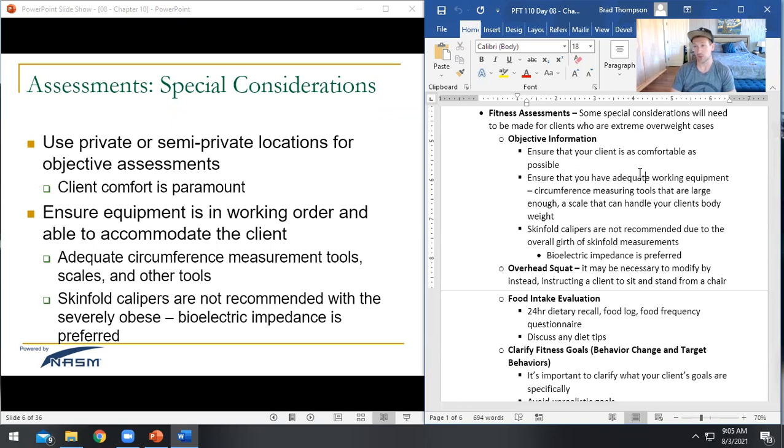And so we want to make sure those people are really comfortable. You can help a lot more people if you can marry those two concepts together. So client comfort is paramount.